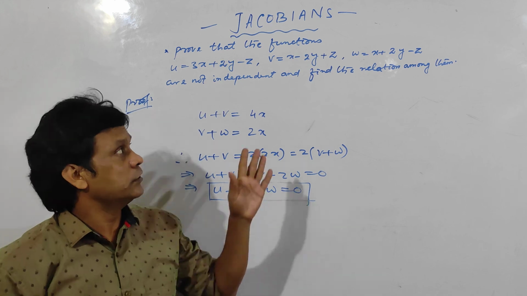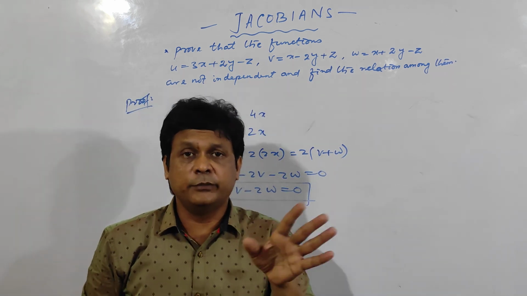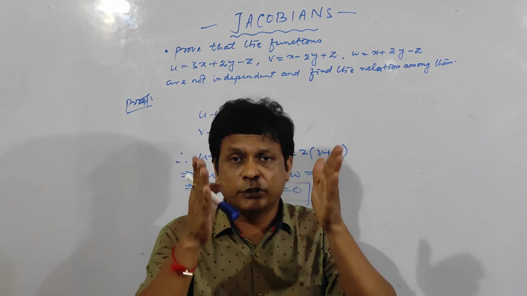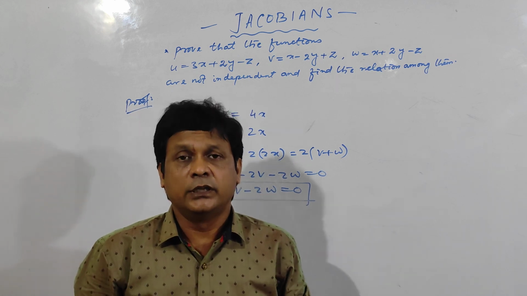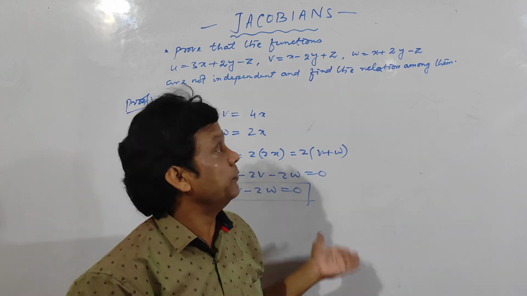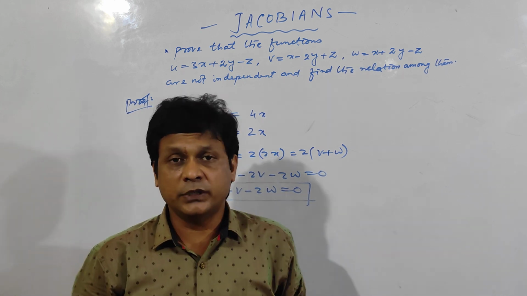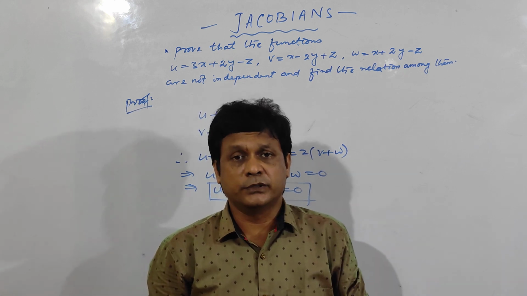Clear? So this is all about dependent and independent. If you want to prove the three functions are independent, then the Jacobian must be unequal to 0. If we want to prove they are dependent, then the Jacobian must be equal to 0. Clear? I will give you some examples, some problems and examples also in the description. So please download it and do the problems.